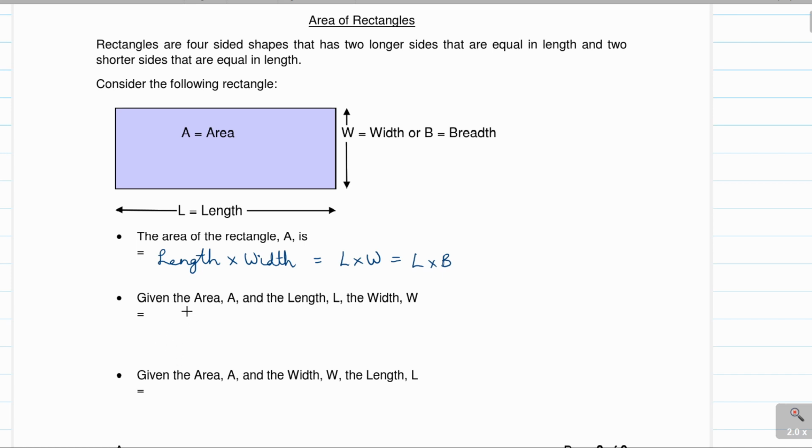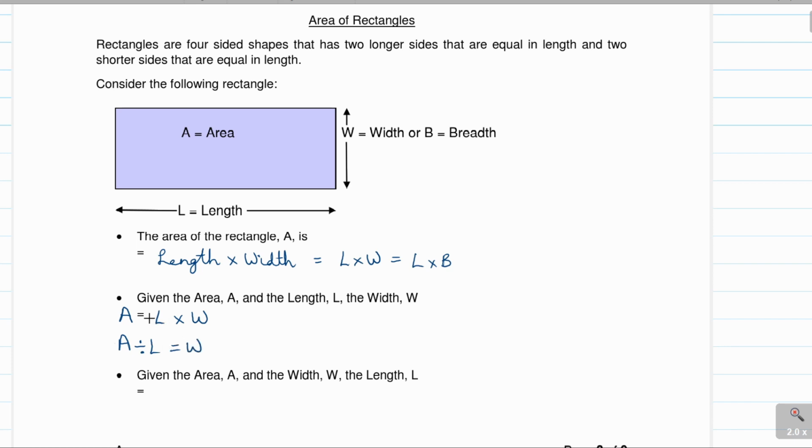Now, if they gave us the area and the length and we need to find the width, how can we do that? So they gave me A, they gave me the length, but they didn't give me the width. And I need to find what the width is. What we will do is the opposite of what is happening here. The width will now be equal to the area divided by the length.